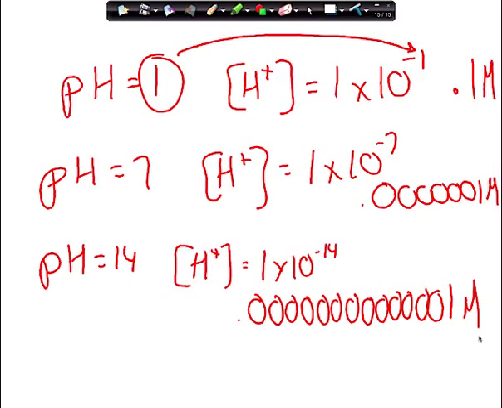So the idea is the smaller the pH value, the stronger the acid, because the pH is the negative exponent in scientific notation of the concentration. Is that okay? So for now, all that you've got to really remember is that the smaller the number, the more acidic the solution. You guys all okay with that?